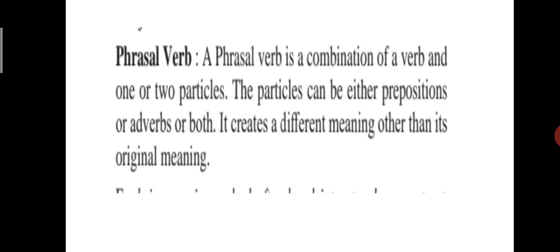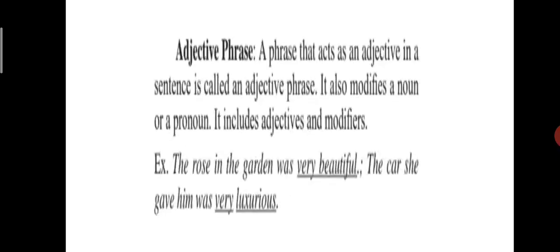Next example of phrase is adjective phrase. A phrase that acts as an adjective in a sentence is called an adjective phrase. It also modifies a noun or a pronoun. It includes adjectives and modifiers. Example, the rose in the garden was very beautiful. The car she gave him was very luxurious. These are examples of adjective phrases.